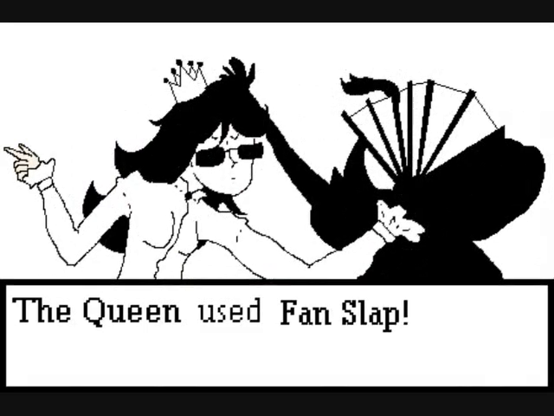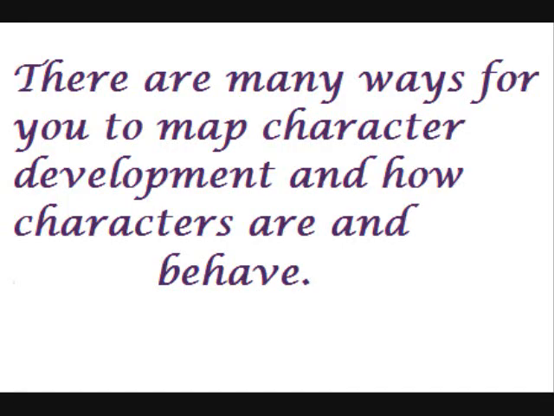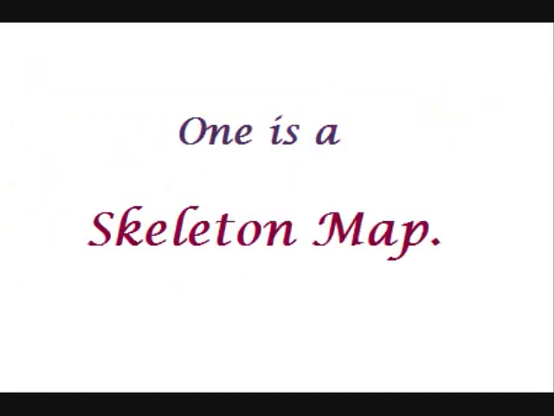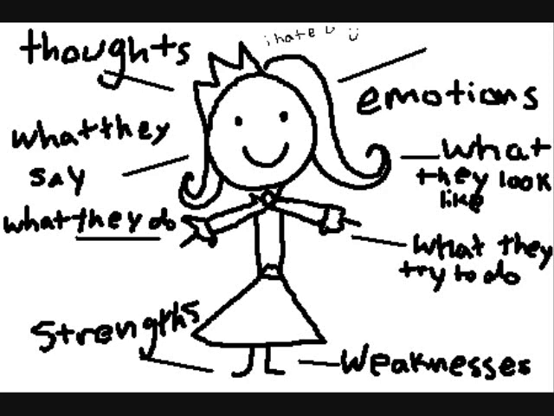Long live the Queen. There are many ways for you to map character development and how characters are and behave. One is a skeleton map. A skeleton map is a rough drawing of a person where you label thoughts, emotions, what they say and what they look like, what they do, what they try to do, their strengths and weaknesses. This is good for showing how a character is at one point in the story.